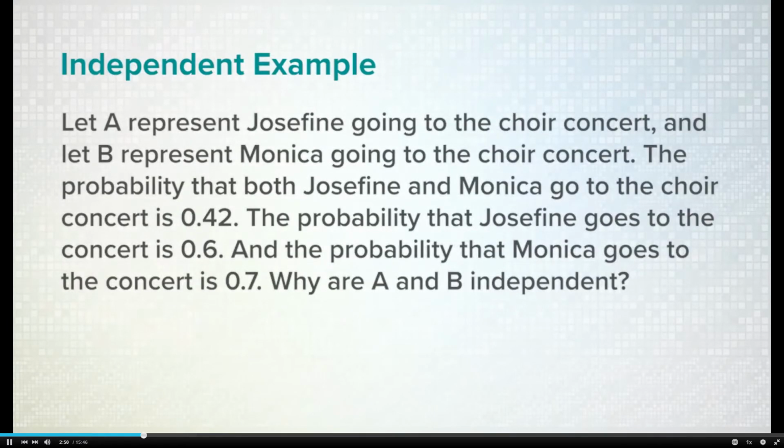Here's an independent example. Let A represent Josephine going to the choir concert, and let B represent Monica going to the choir concert. The probability that both Josephine and Monica go to the choir concert is 0.42. The probability that Josephine goes to the concert is 0.6. And the probability that Monica goes to the concert is 0.7. Why are A and B independent?